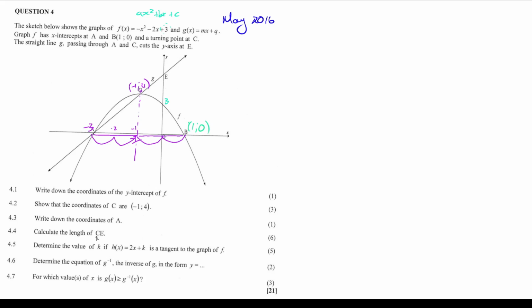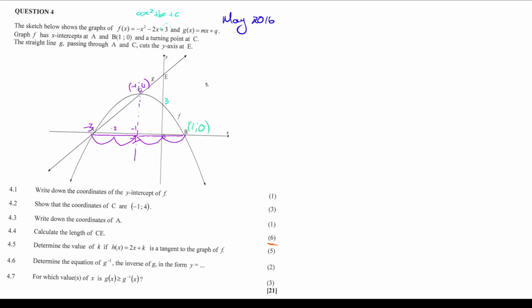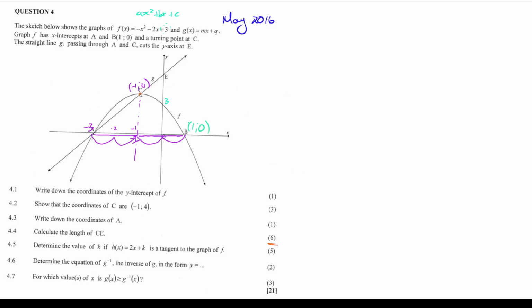Okay, calculate the length of CE, for 6 marks. Okay, so it looks like a lot and there might be a little bit of panic, but hey, actually this one is going to be super doable. Way more doable than you realize. I have scribbled so much over here. There we go. So there's my C. I know this coordinate is (-1; 4), but I don't know what this coordinate is. And I see that E is on my straight line. Okay, hang on. Let's just pause for a moment.